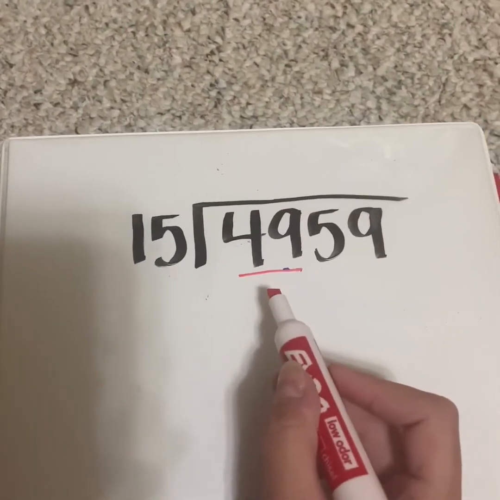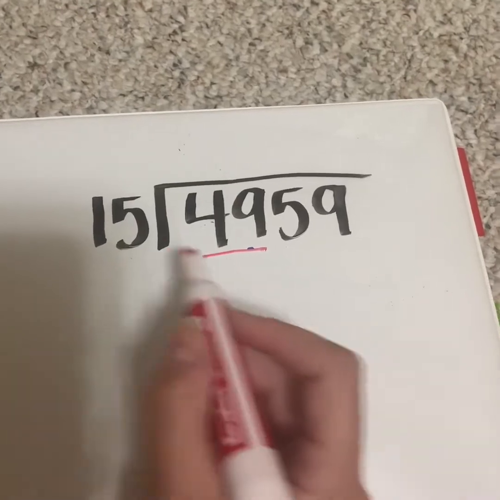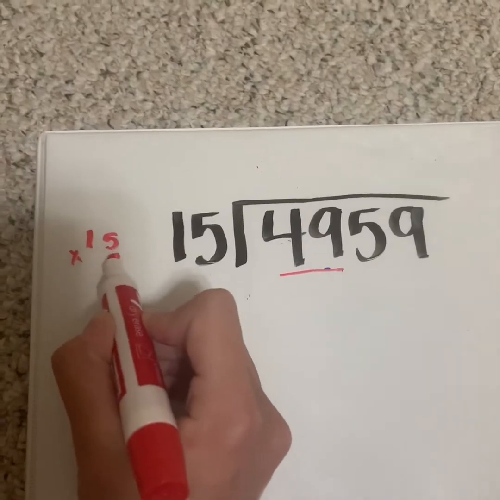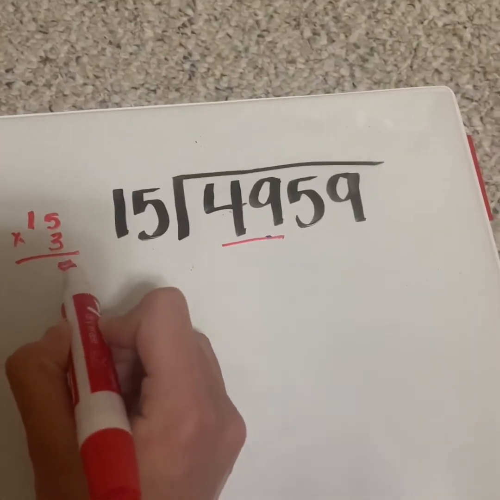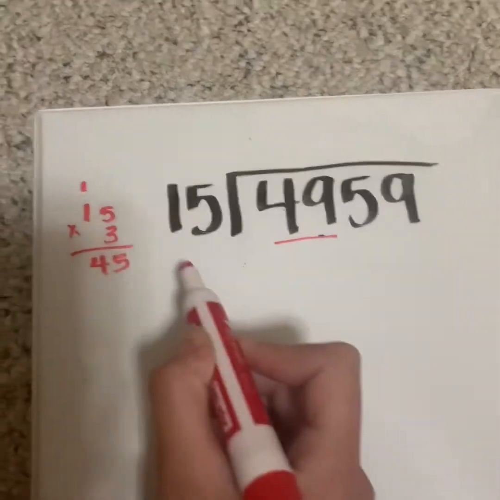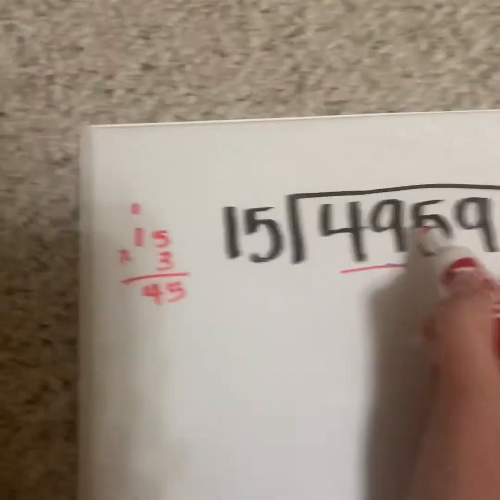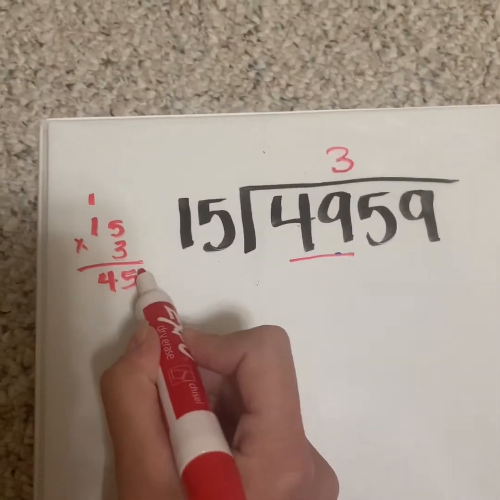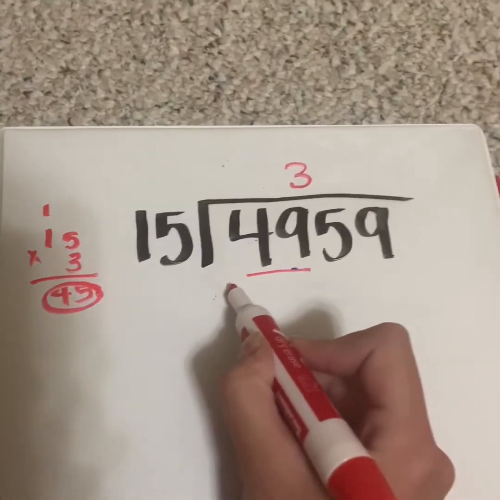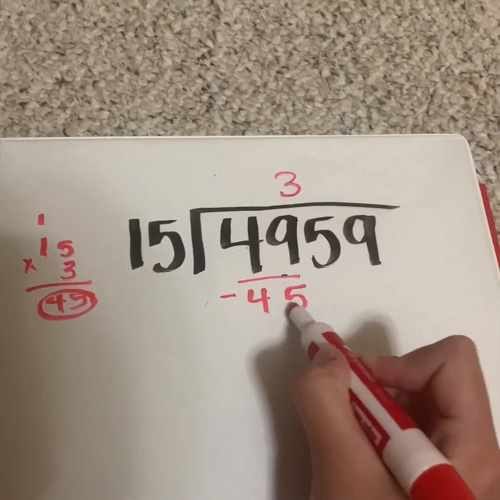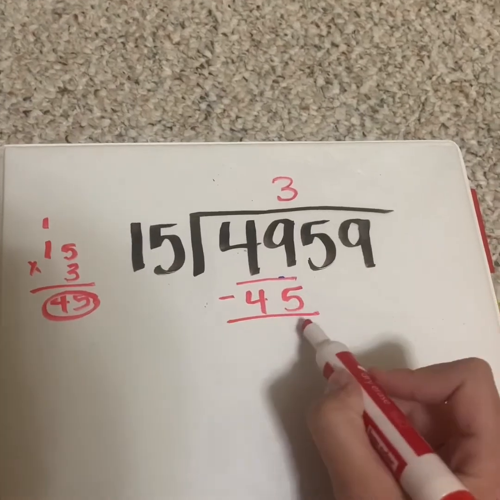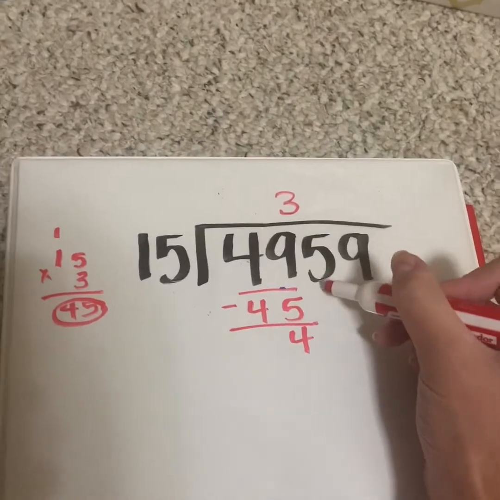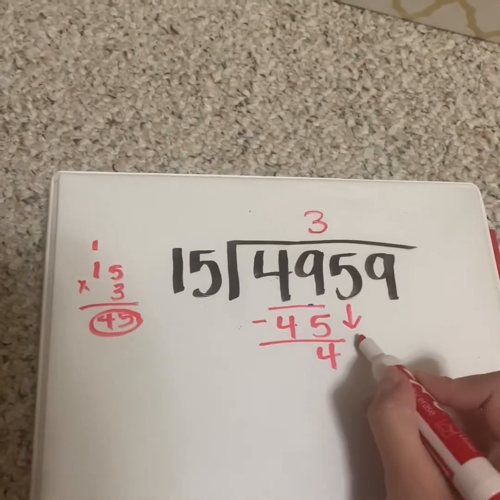15 times what gets me close to 49? Well, when I think about a clock, I know that 15 times 3 would get me 45. So that's the closest I'm going to get. So above the 9, I'm going to put a 3. And then I'm going to subtract the answer to my multiplication problem. So 49 minus 45, which gives me 9 minus 5 is 4. 4 minus 4 is 0. So my next step is to bring down the next number, and that is a 5.